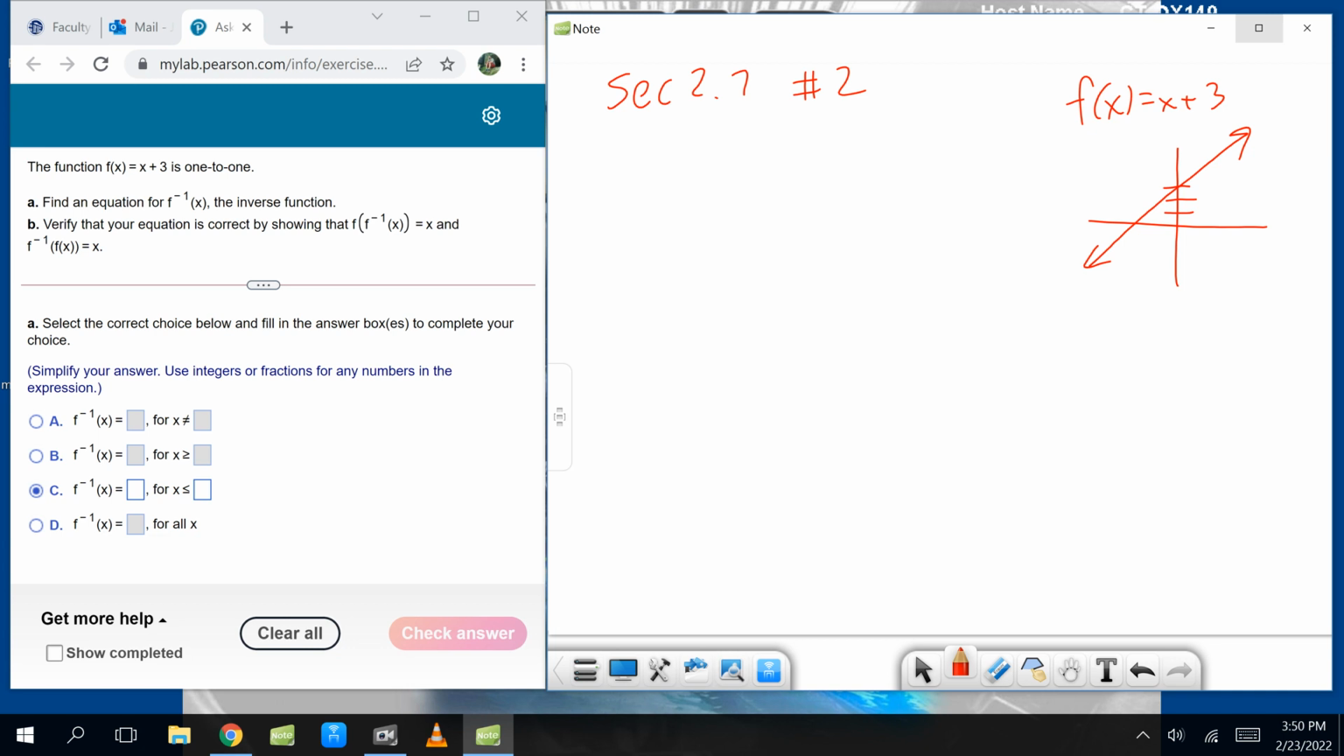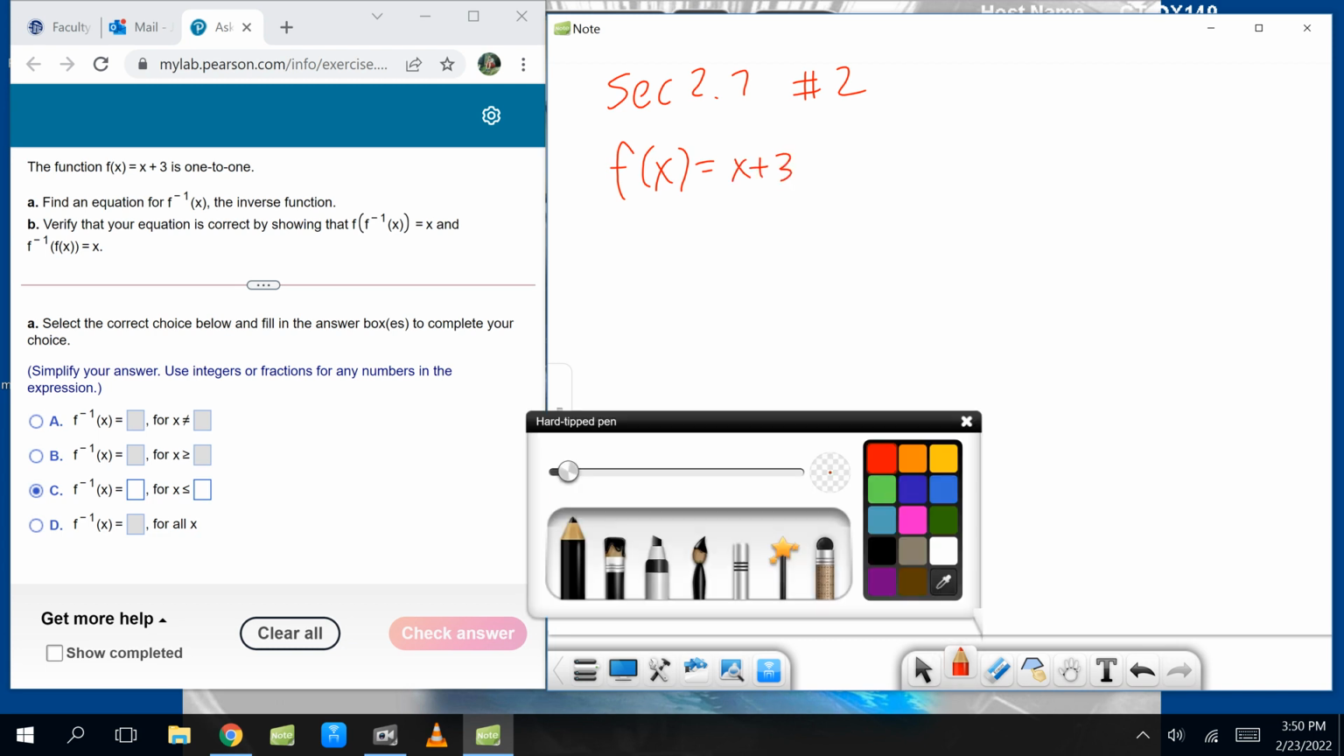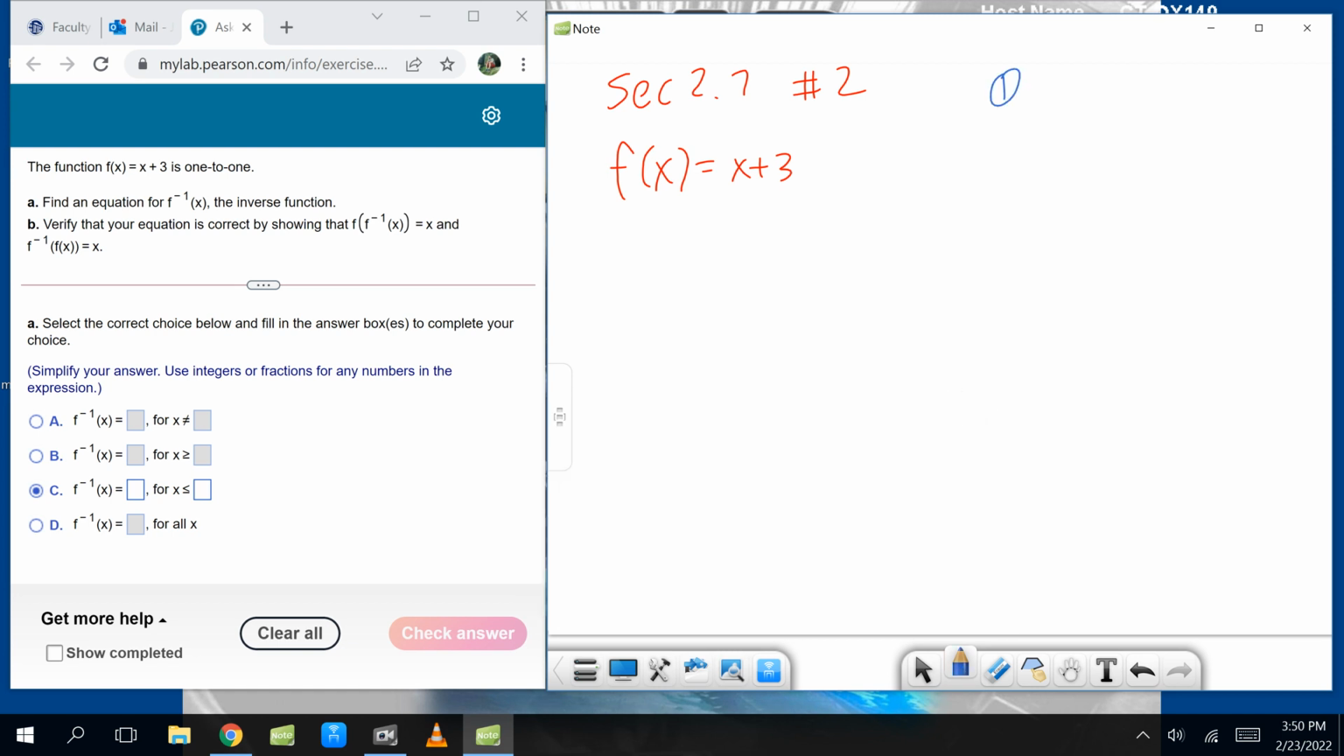So right here, let me erase this now that we talked about being 1 to 1. I want some space here. So my function is f of x equals x plus 3. So what we're going to do then, step 1, change f of x to y. Any 1 to 1 function has an inverse. That's the f to the minus 1. We don't say f to the minus 1, we say this is f inverse. So a function has that if it's 1 to 1.